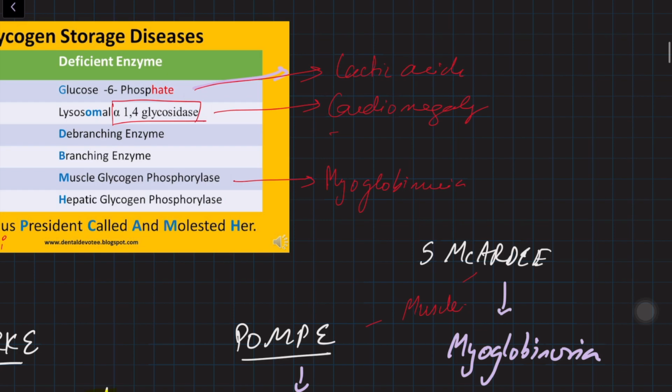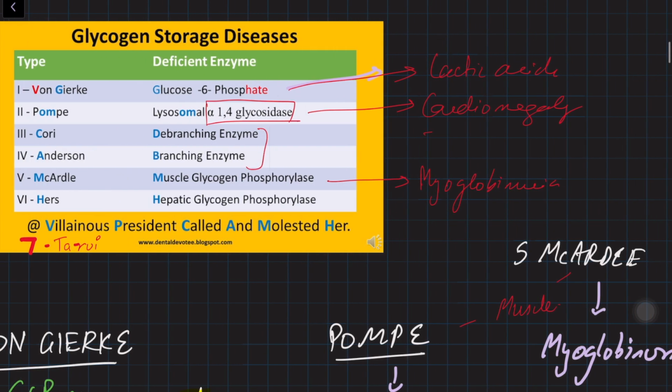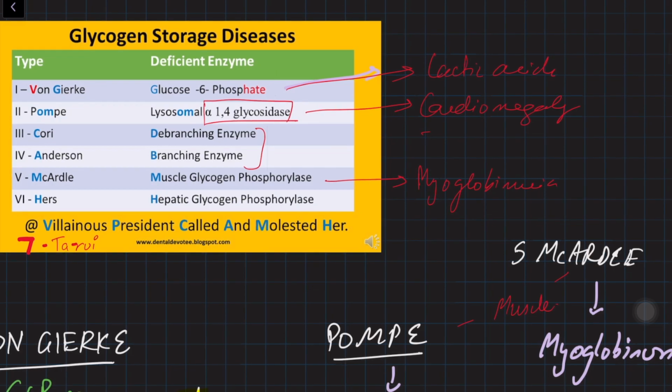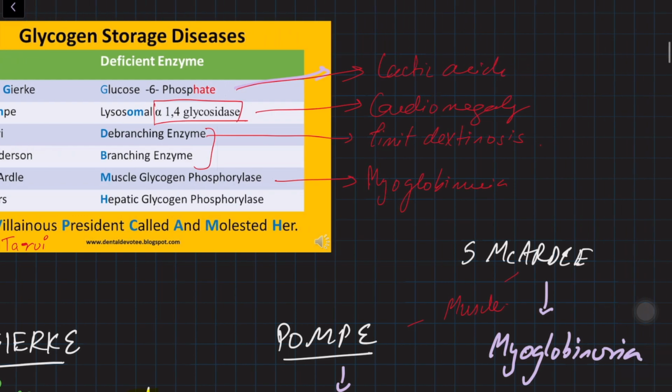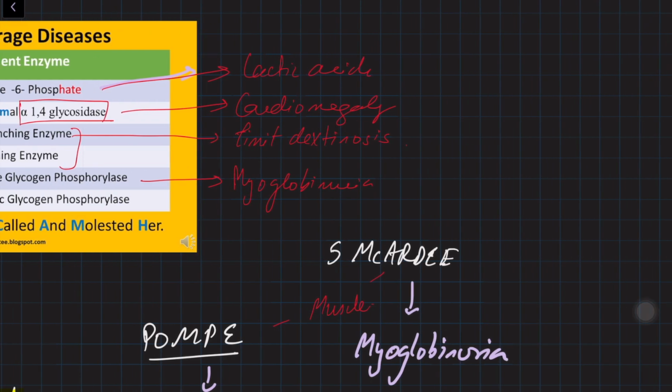Okay, and what about these two? Branching enzyme and debranching enzyme. These three are the defects here. So if Cori's disease is the problem, then there will be a word there called limit dextrinosis. Okay, that is the debranching enzyme defect. That is, the glycogen has been formed by forming branches, but now the branches are not there. So we have limit dextrinosis in the liver biopsy. It's a biopsy finding. Okay.